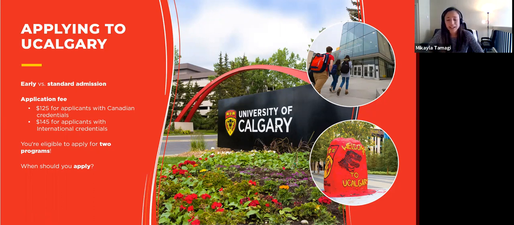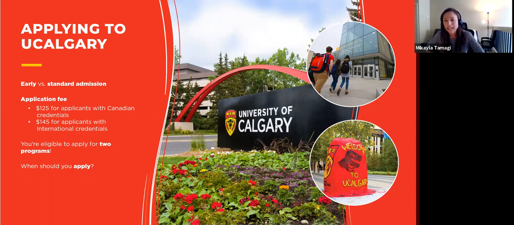Applying to the University of Calgary is a relatively straightforward process. Applications are open. They actually opened up on October 1st, that was yesterday. There's a couple of things you need to do before you can receive an evaluation. The first thing you need to do is submit the application through our website. You'll need to pay an application fee of 145 Canadian dollars, and that's for all students with international credentials.